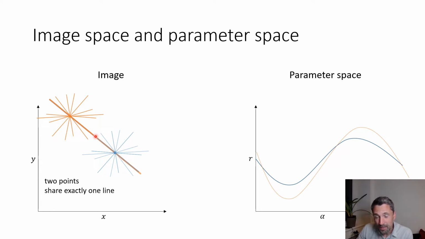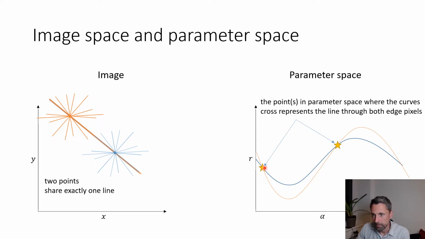And this line now needs to be represented by the same set of parameters, r and alpha, and that is, both curves in parameter space need to overlap, okay, need to intersect at these points. Okay, so the points in parameter space where the curves cross, where they intersect, these points represent this line through both edge pixels. Now, how many solutions are there? Another question for our Q&A session.